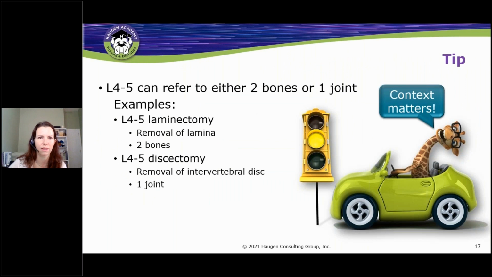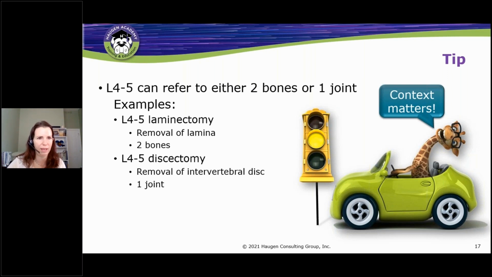And again, this next slide just continues to drive home the point I was just talking about. The context really matters when you're looking at operative documentation. You might see L4, L4-5, so this could refer to either two bones or one joint. For example, you might see L4, L5 laminectomy. That could be lamina removed off of two vertebrae, so two bones. But if they're talking about L4-5 discectomy, that is the interspace between L4 and 5, so that would be one joint.